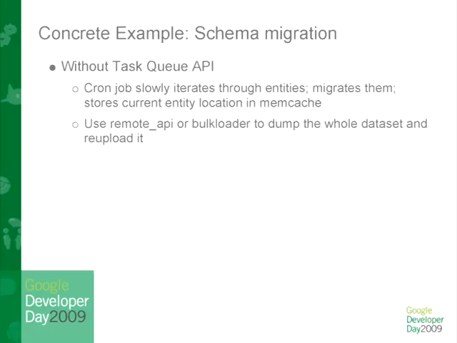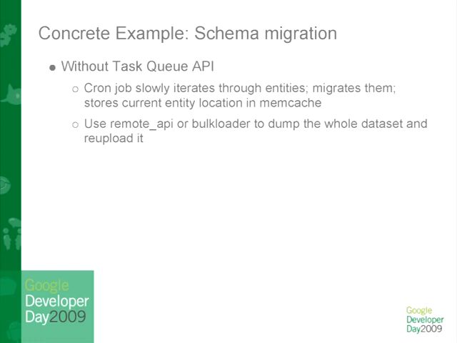Okay, so let's talk about a concrete example. Schema migration is something that I hear from users a lot. They have an old schema and they want a new schema, and they want to move all their data from one to the other. So without the task queue right now, you can do this using a cron job. The cron job would step through entities, and it would copy them over to the new style. And then maybe you would store a cursor in memcache or in the data store, and you'd slowly go through the data. But that's really slow.